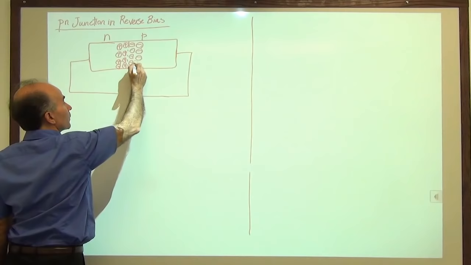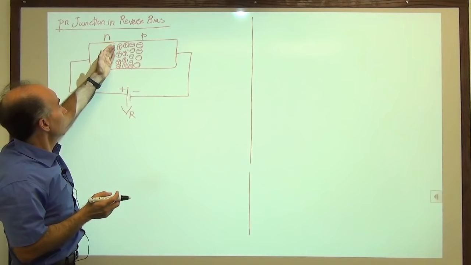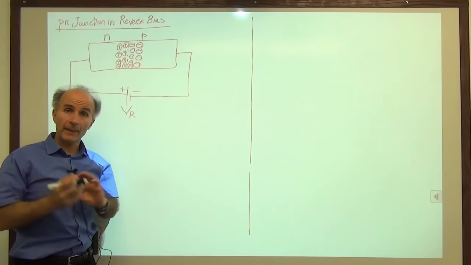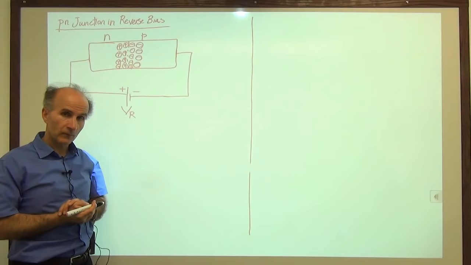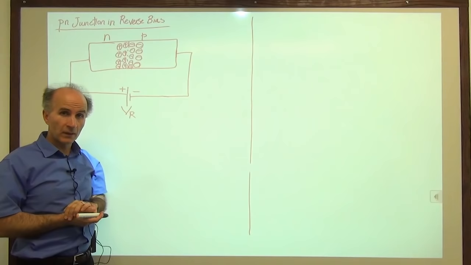So when we reverse bias the junction, because of the influence of this battery, we end up taking some mobile charge out of the N side, some mobile charge out of the P side, and we make the depletion region wider. That's all that happens, really. Nothing significant happens in this case. After the depletion region becomes wider, we don't have much current flowing, so the device doesn't seem that exciting, just like the equilibrium condition. But it's actually quite useful.